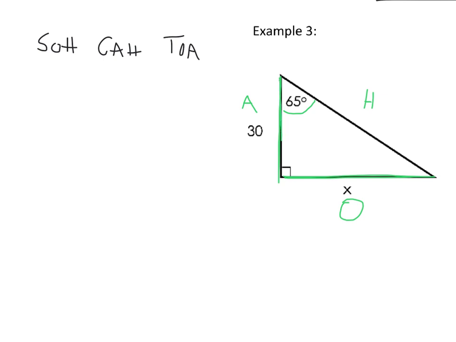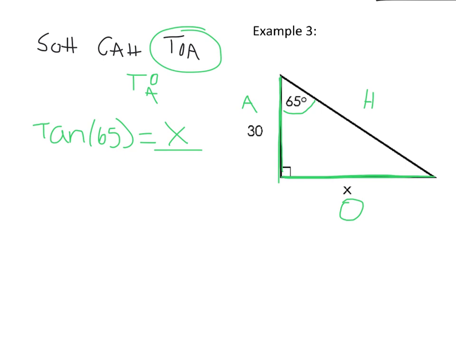So I'm going to be using 30 and x, which means A and O. The only one that has A and O is TOA, so we are going to be doing the tangent. So the tangent of our angle, which is 65, is equal to, so tangent is opposite over adjacent, the opposite is x, over the adjacent is 30.